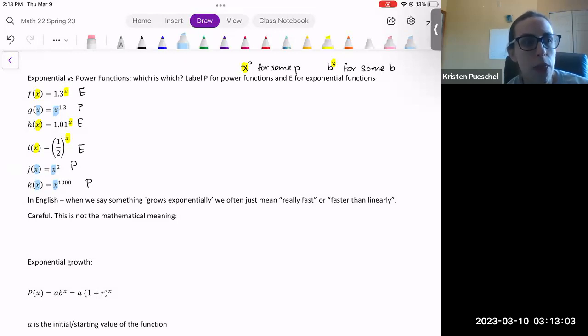So the property that makes exponential functions exponential is that always in the same time period, we're going to see the same percentage change of our function. So examples like x squared are not going to grow exponentially. Only if you have this form, b to the x.